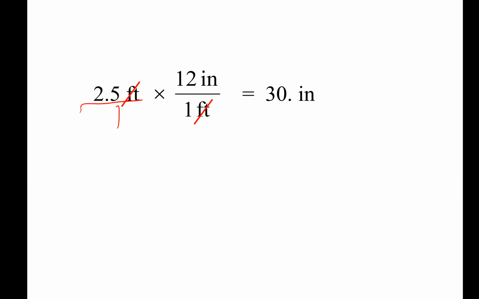So do we all see why you need a decimal after the 30 now? To show that you had 2 sig figs in the term 2.5.